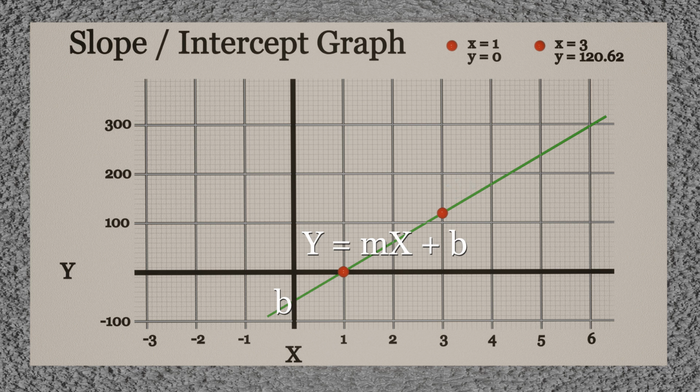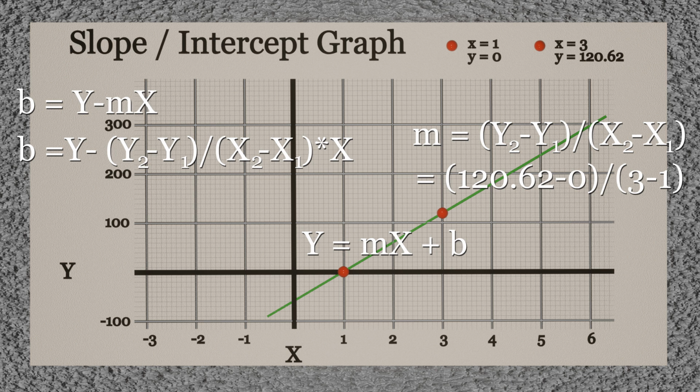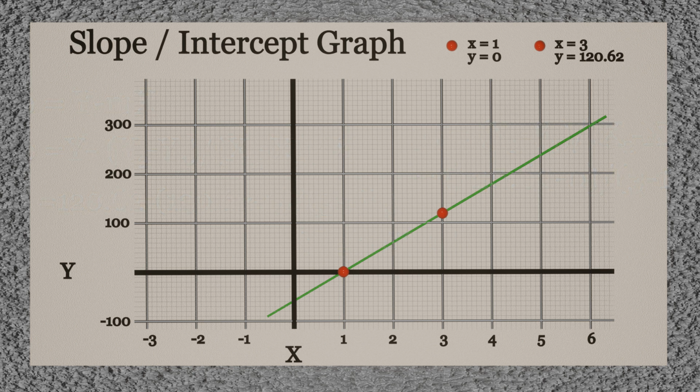The slope m is equal to (y2 minus y1) divided by (x2 minus x1), or in this case, (120.62 minus 0) divided by (3 minus 1). The intercept b is equal to y minus mx, using either the initial or final point for x and y. Using the final point for x and y, b equals y2 minus (y2 minus y1) divided by (x2 minus x1) times x2, or b equals 120.62 minus (120.62 minus 0) divided by (3 minus 1) times 3.